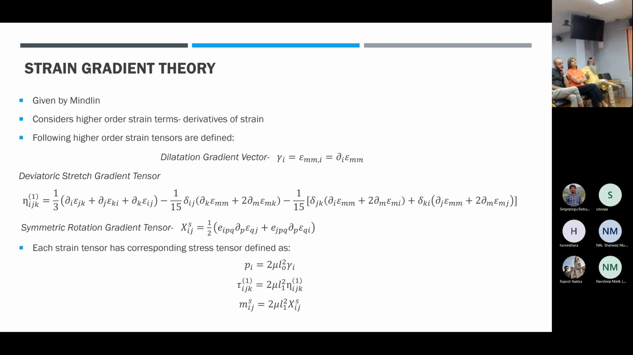Now coming to the strain gradient theory. So far, we have seen that we could capture the buckling phenomena and the ovalization phenomena using VAM. But since it is a nanostructure, we also need to take into account the material length scale parameters, the small scale effects as well. That is why we are now moving on to the strain gradient theory, given by Mindlin. It contains the higher order strain terms, which are the derivatives of strain. These are the additional strain gradient terms included in the strain gradient theory.